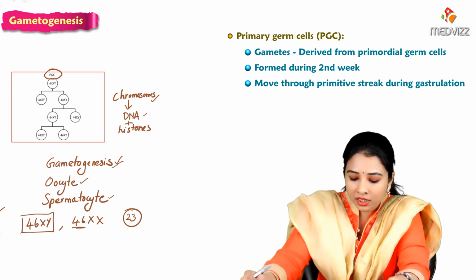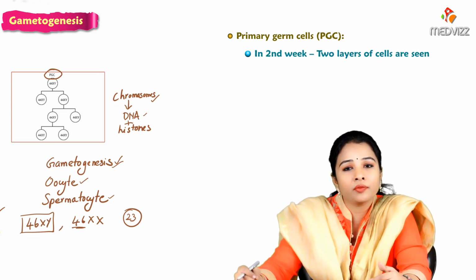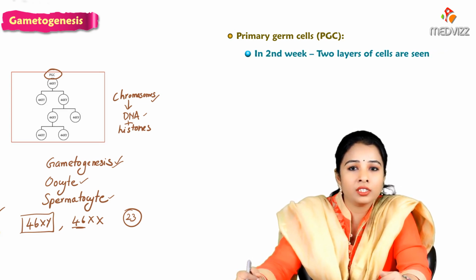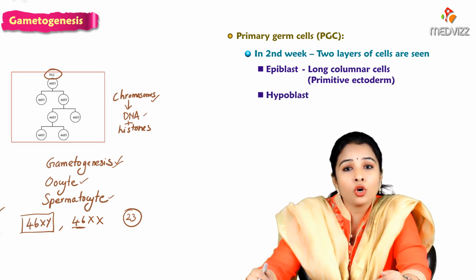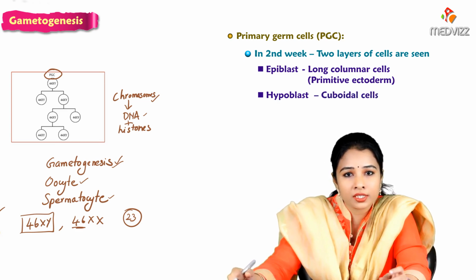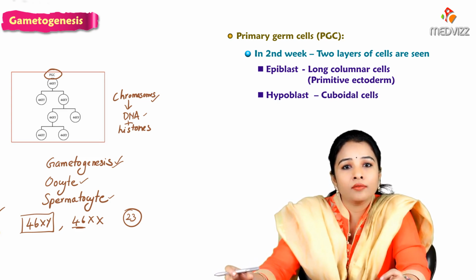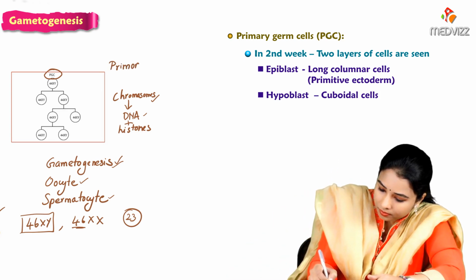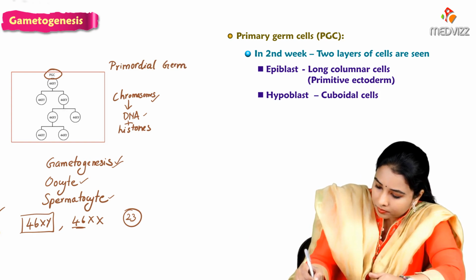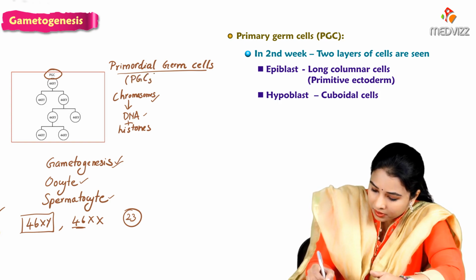If you see development during the first and second week, in the second week we have two layers of cells called epiblast and hypoblast cells. Epiblast are long columnar cells and hypoblast are cuboidal cells. The epiblast cells, which you can consider as primitive ectoderm, will give rise to primordial germ cells, otherwise represented as PGCs.